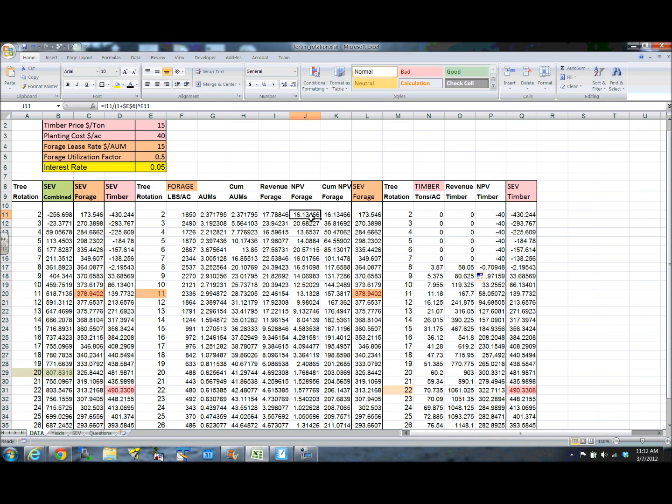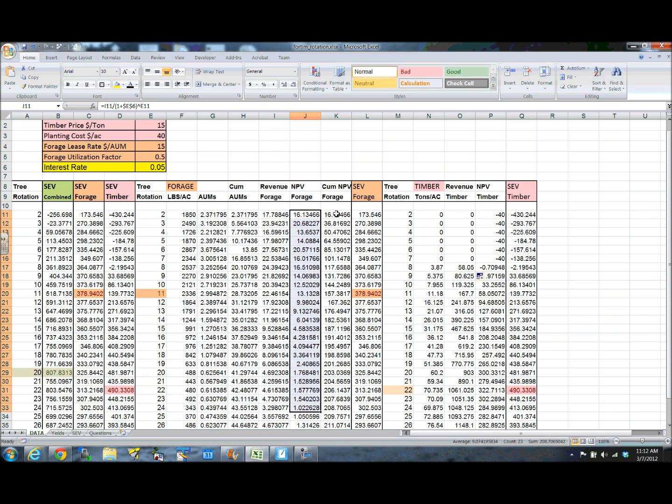NPV is the same idea. In year 2, we got $17 in revenue from forage. That's 2 years away, so we discount that revenue back by the interest rate by 2 years. And so the present value of $17.78 2 years from now with a 5% interest rate is $16.13. Year 3, we get that revenue 3 years out. And so this is the standard NPV calculation we've done up until this point.